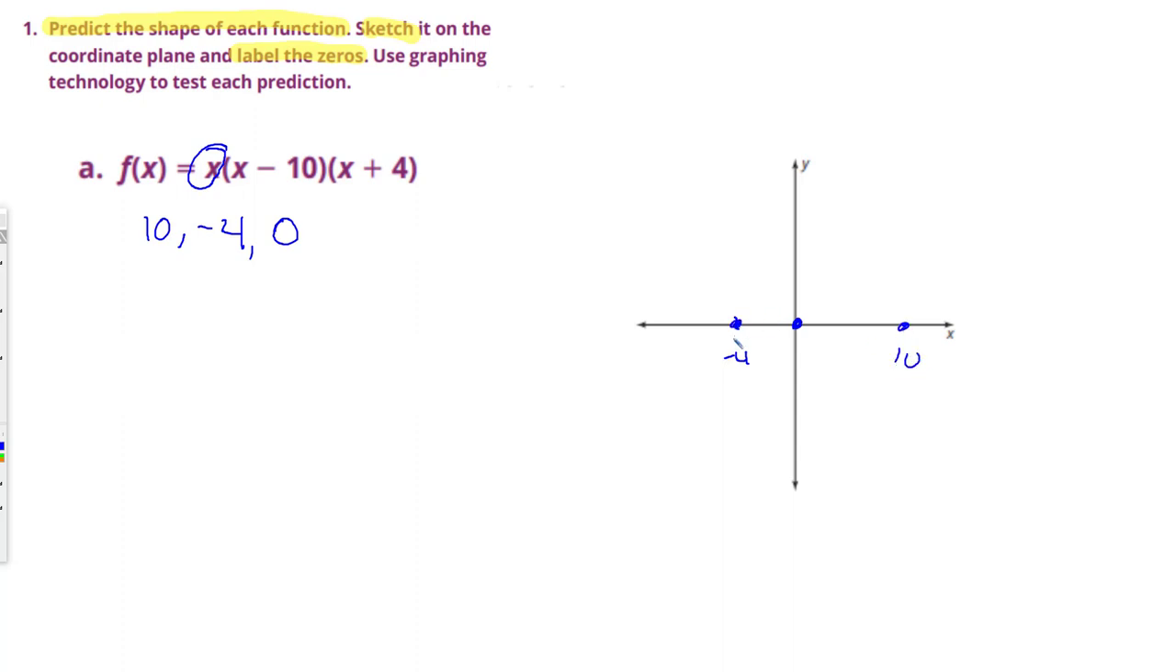So when we had 3 zeros with 3 different factors, where do you think it came from before we started the -4? Above or below? Where do you think it went between the -4 and 0? Above or below? Where do you think it went between 0 and 10? Above or below? Let's go through at 10. Where do you think it went after 10?